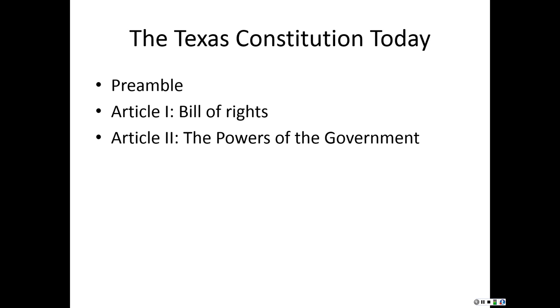Article 2, the powers of government. Article 2 divides the government into three distinct branches of government. Once again, this is going to be executive, legislative, judicial. There is one exception to this, and this is going to be the lieutenant governor. This is because of the role he plays in the Texas Senate. Texans embrace separation of powers, which means there must be cooperation in the decision-making process between the institutions, between the three branches.